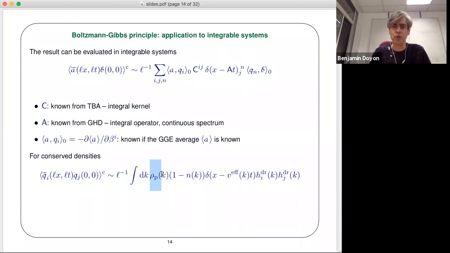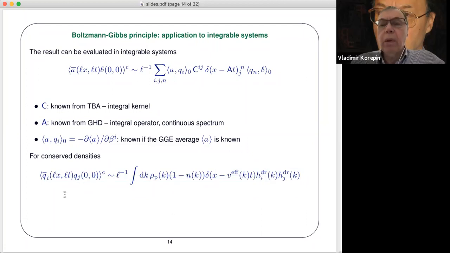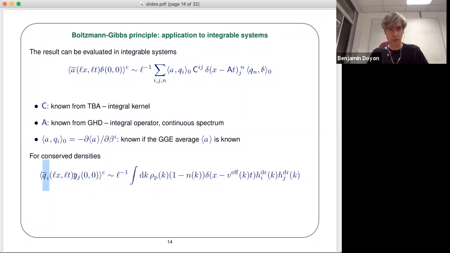So this is my notation for the density of Bethe roots. That would be the ratio of density of Bethe roots over density of states, so the occupation function. That's the effective velocity coming from generalized hydrodynamics. And these are the TBA dressings of the one-particle eigenvalues, h_i(k), of the conserved quantities corresponding to these conserved densities. So all the data you need is from thermodynamics. Once you have it, you have an explicit formula for the two-point function at large scales. Questions about this?